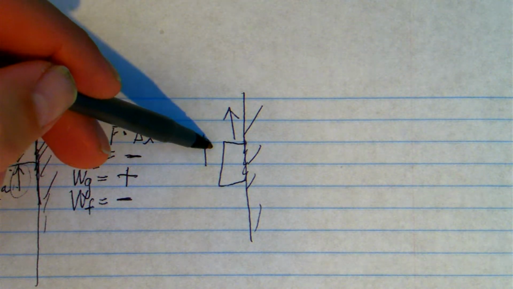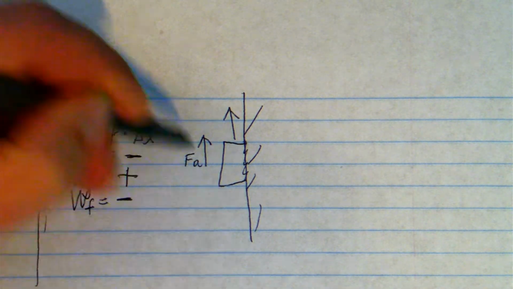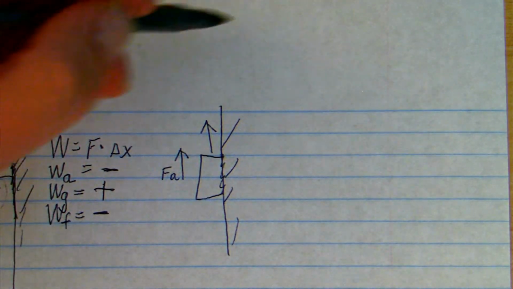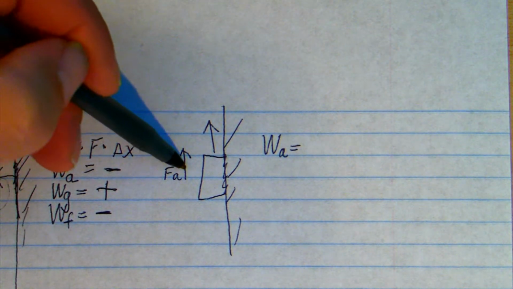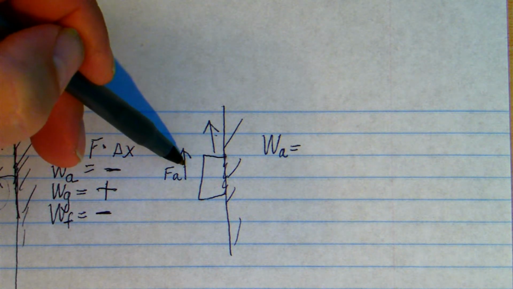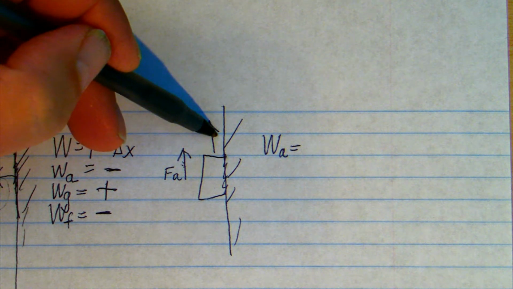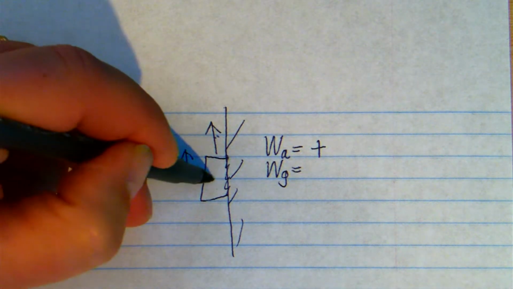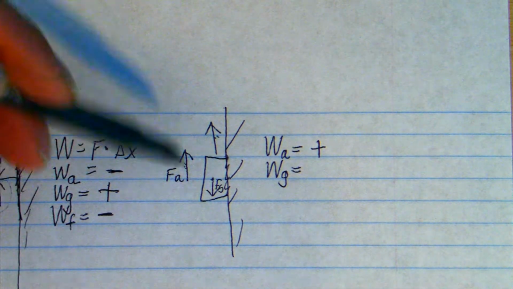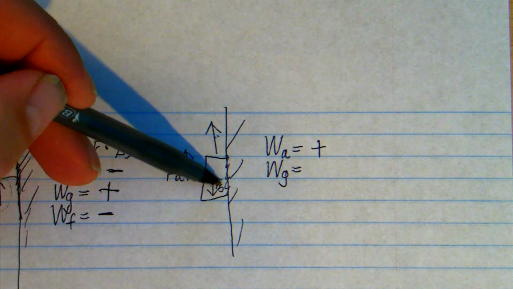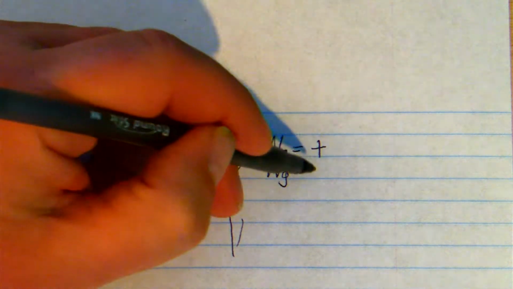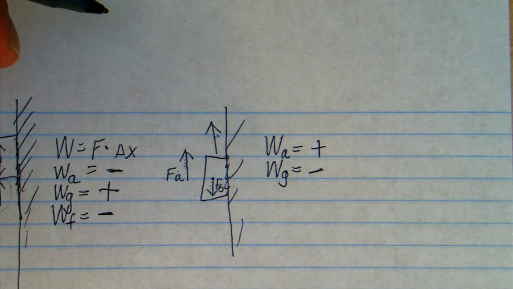Just for clarity, this is okay. My applied force is up, and I'm actually pushing the box up along the wall. In that case, the applied work is positive because the angle between up and up is 0 degrees. The work done by gravity is negative because gravity is always pointing vertically down towards the center of the earth, but the box is sliding upward. So the work done by gravity is negative.